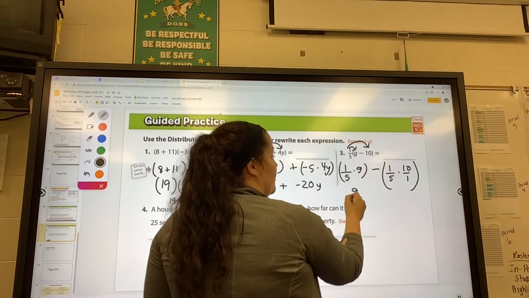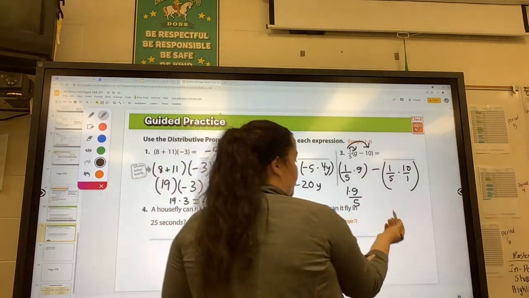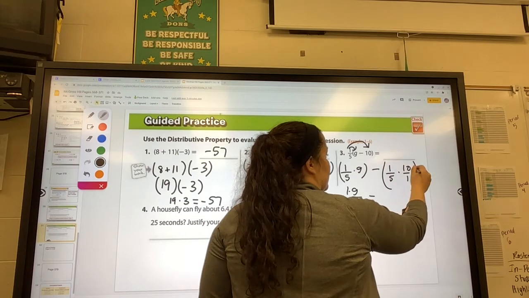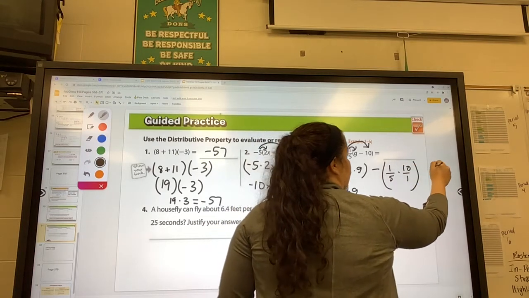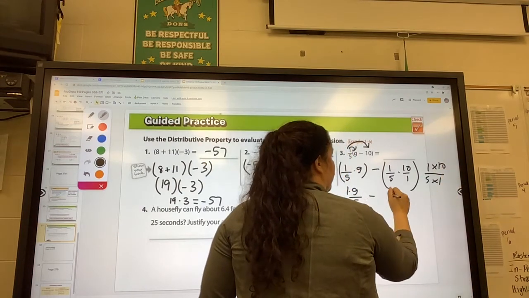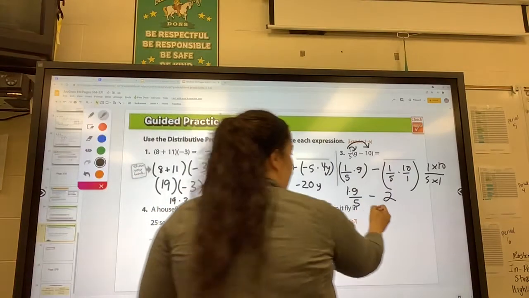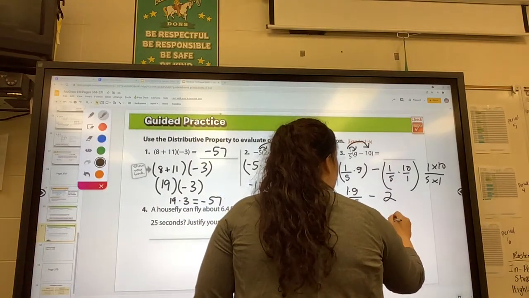It would be 1g over 5, right? 1 times g over 5, which is just g over 5, minus 1 times 10 over 5 times 1. It's 10 over 5, which is just 2, simplified. So it would end up being g over 5 minus 2.